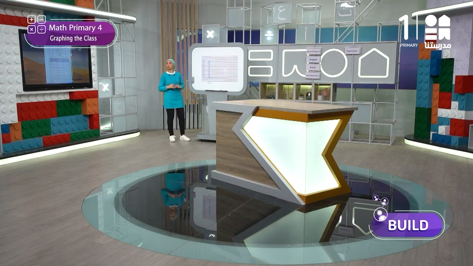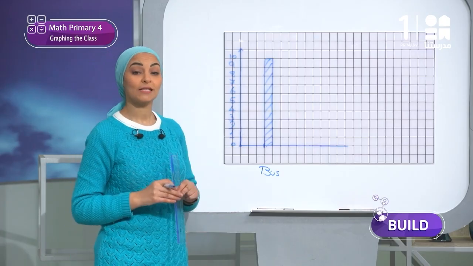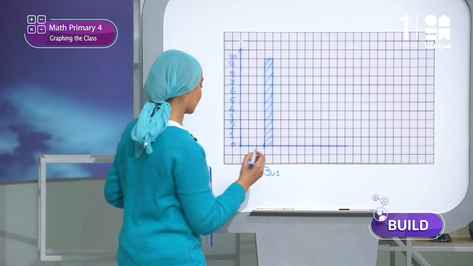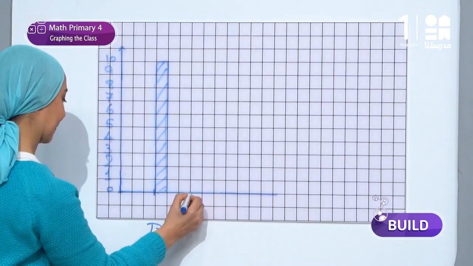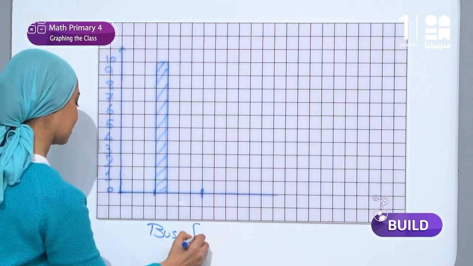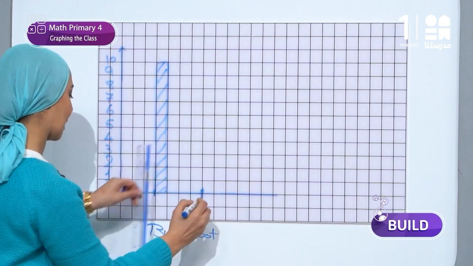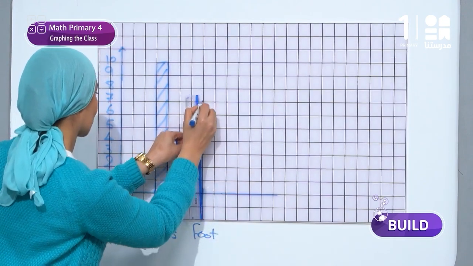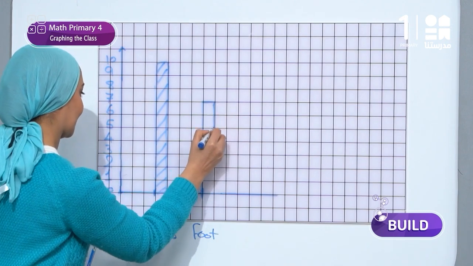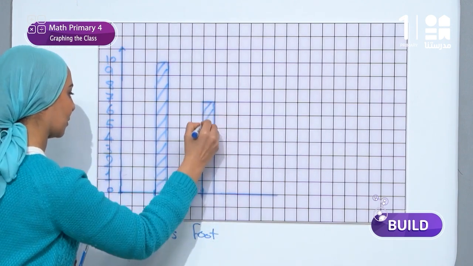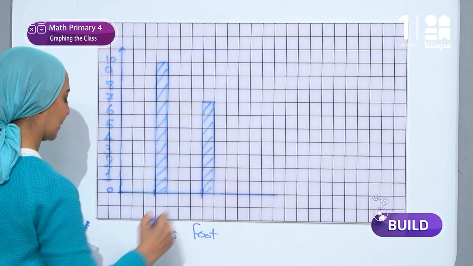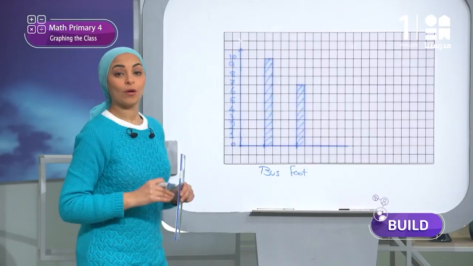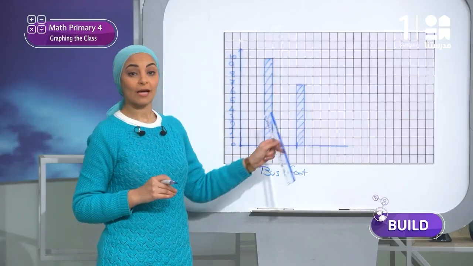The number of students who go to school on foot is 7. So I will write here foot, and I will go to 7 and stop at 7. Here is the second bar I have. And then we will draw a bar that stops at 7 as you see here.